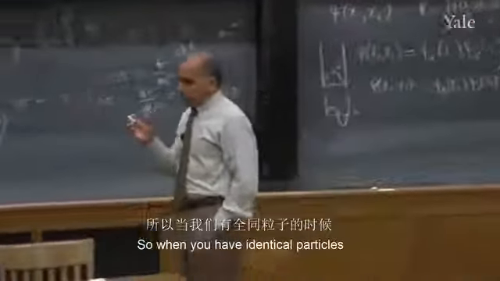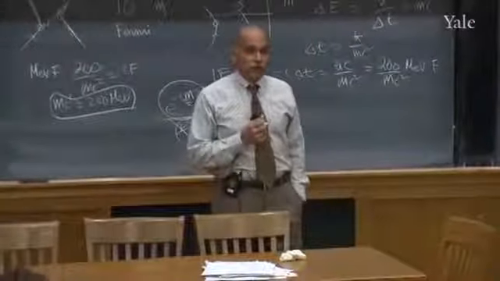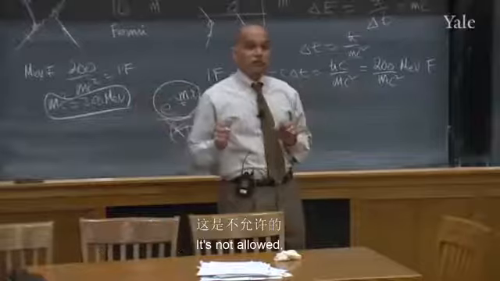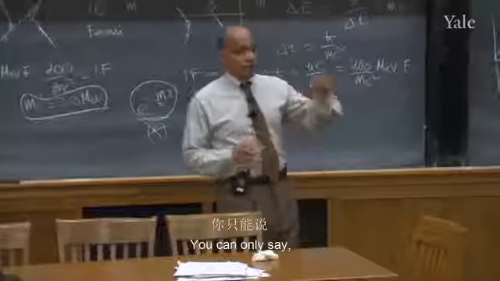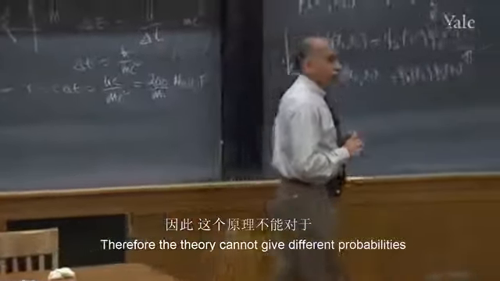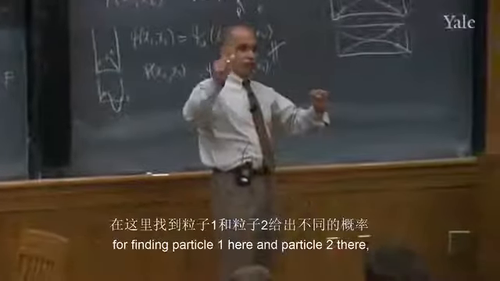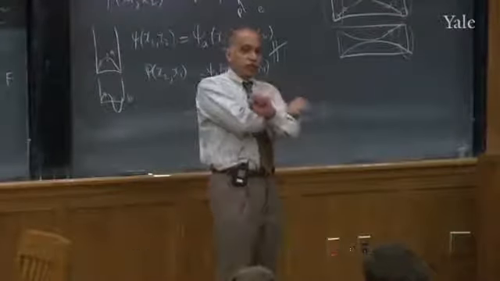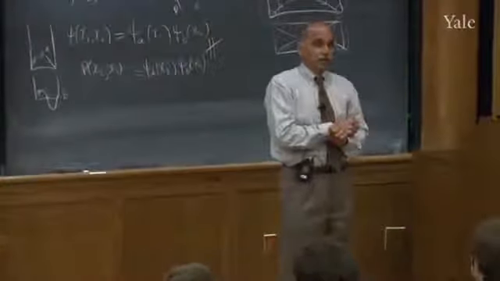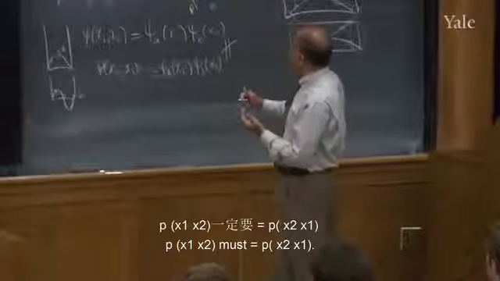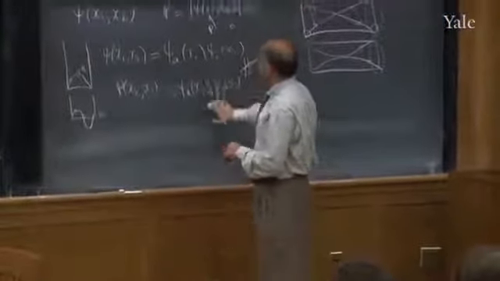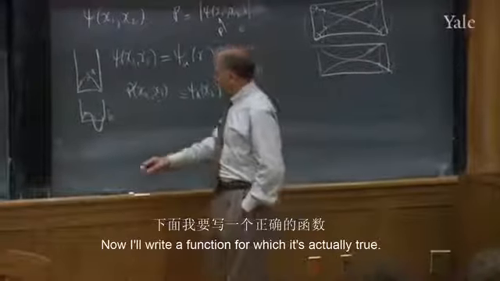So when you have identical particles whose trajectories you cannot follow, when you catch a particle here and a particle there, you cannot say Joe was here and Mo was there. It's not allowed, because you're not following their names. You can only say, I found a particle here, I found a particle there. Therefore, the theory cannot give different probabilities for finding particle 1 here and particle 2 there, and particle 2 there and particle 1 here, because the outcomes are indistinguishable. So the probabilities must be equal. So for two identical particles, P of x1, x2 must be equal to P of x2, x1. That's not true for these functions. Now I'll write a function for which it is actually true.